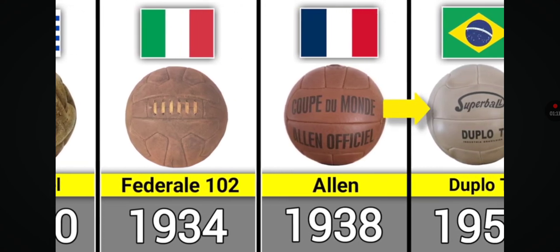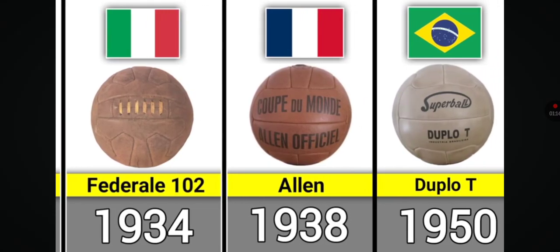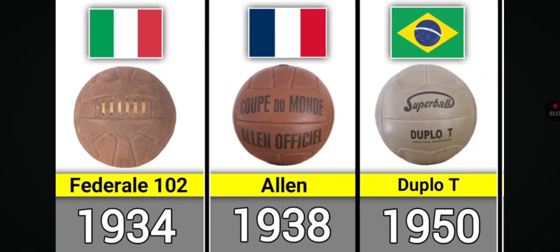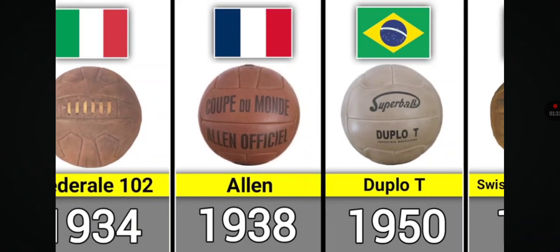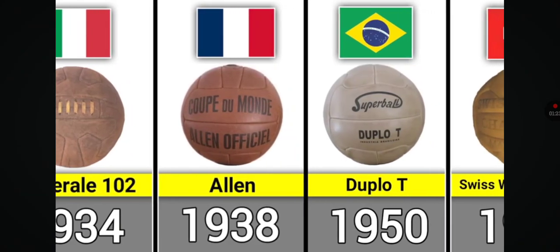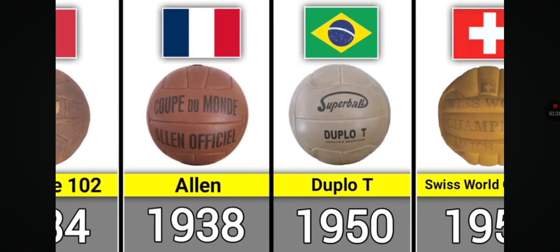1950, Duplo T. The Duplo T returned with the World Cup in Brazil after World War II. It symbolized football's rebirth and global unity after difficult years. Its improved structure helped players enjoy better control. This tournament reminded the world that football could reconnect nations through sport.